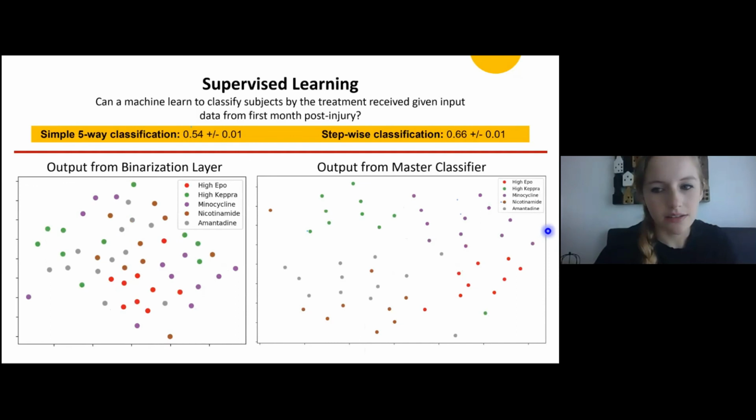And that is also true in the case of 5 treatments. Now we're seeing about a 12% increase in performance for the stepwise classifier versus that simple 5-way classification. And once again, we're starting to see much better clustering of the treatment options than we were at the beginning, or even from the combination of pairwise classifiers.